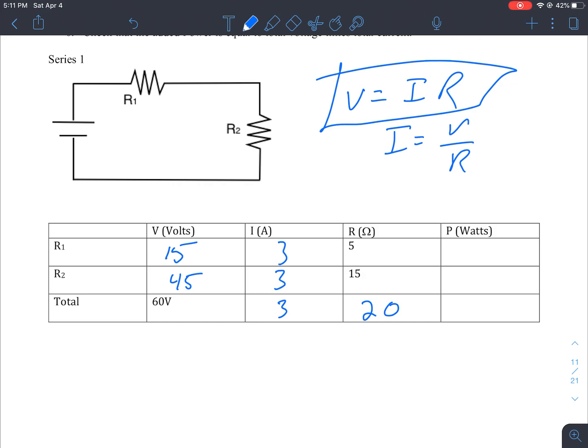So now power. Or if you want to look at it like this, VIP and VIR. We have our voltage, we have our current. We could just multiply and get it. So 15 times 3, we'll get our 45 watts. 45 times 3, we'll get our 135. And then 60 times 3, we'll get our 180.